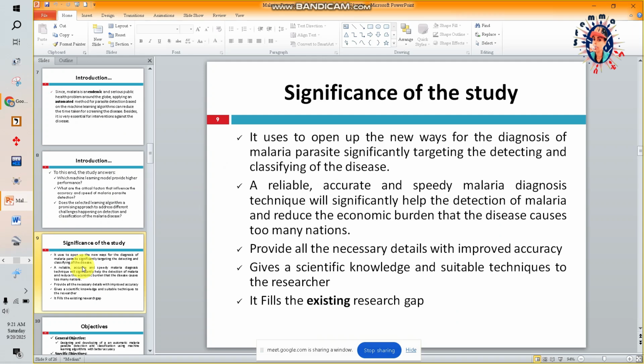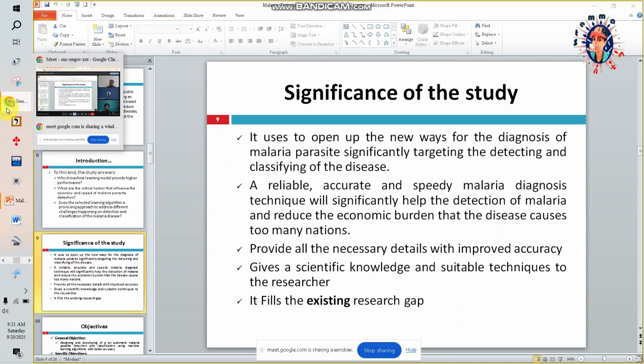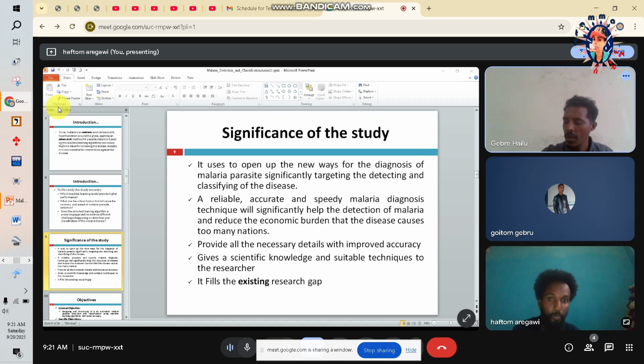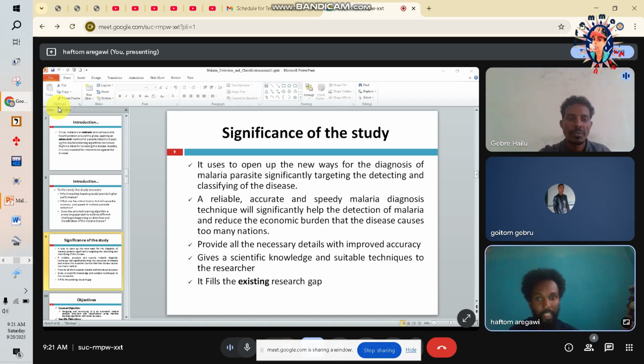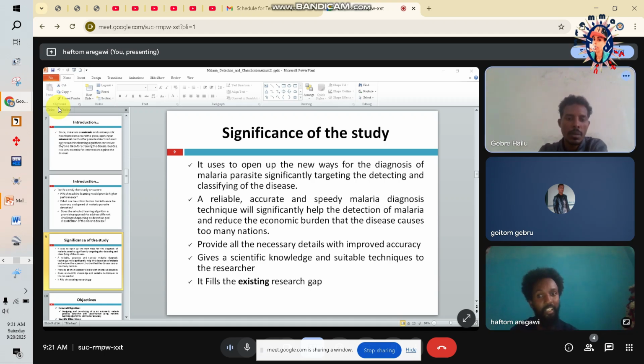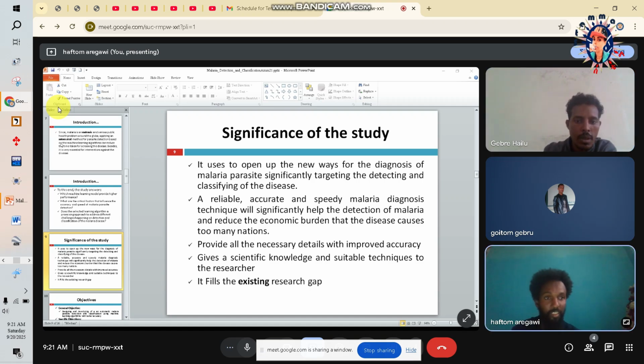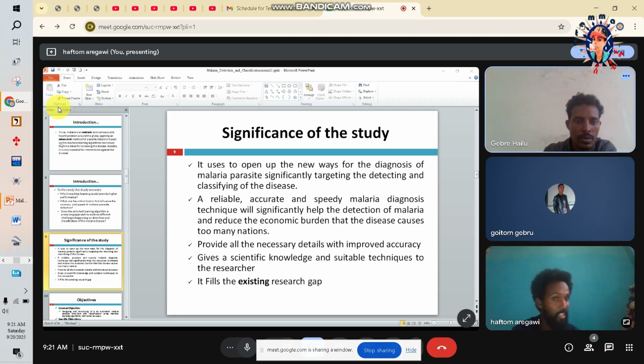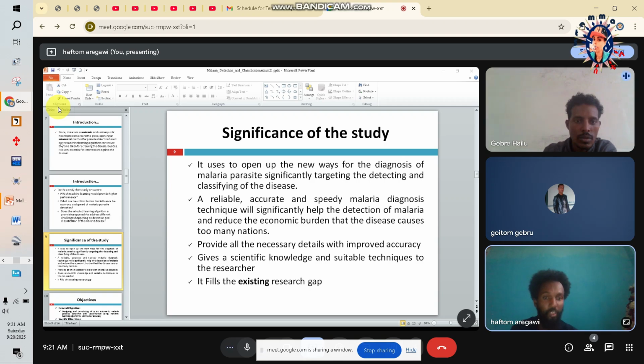The significance of this study is, I think, to open new ways for the diagnosis of malaria parasite, significantly targeting the detection and classification of the disease. A reliable, accurate, and speedy malaria diagnosis technique will significantly help the detection of malaria and reduce the economic burden that the disease causes to many nations. It also provides all the necessary details with improved accuracy, gives us scientific knowledge, and lastly, it fills the existing research gap.